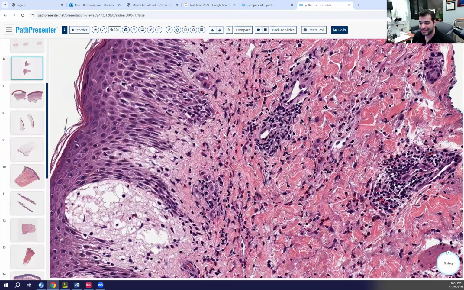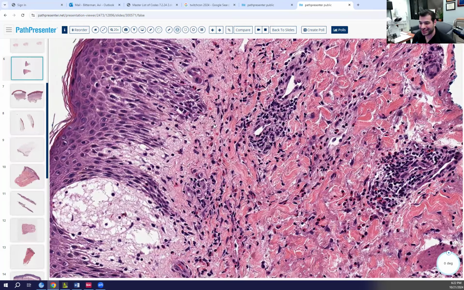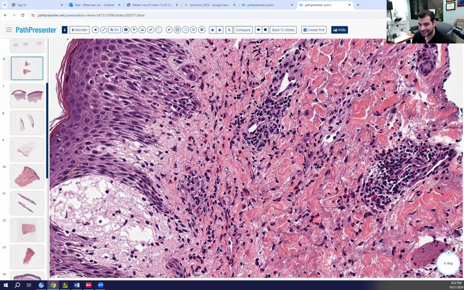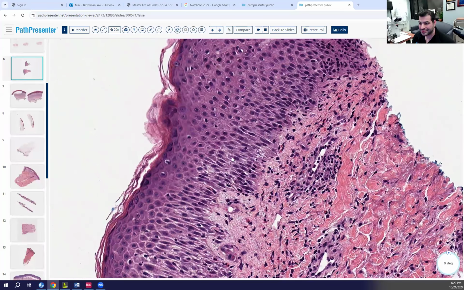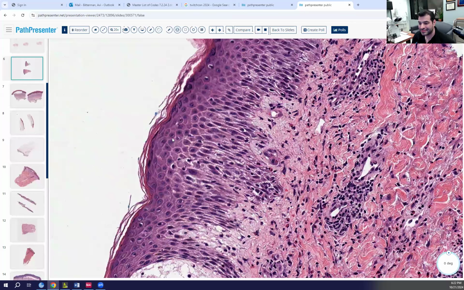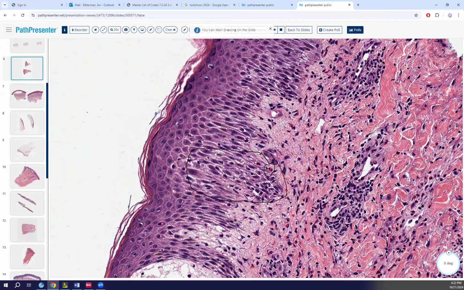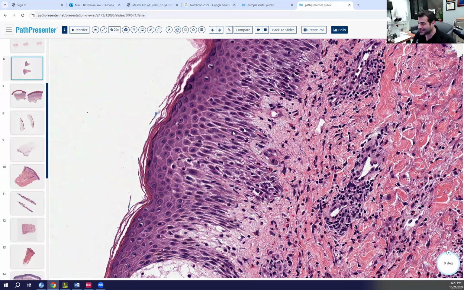Okay. What cells are in our infiltrate? Eos and lymphs. Yeah. What do we call it when we have areas where we have the eosinophils and spongiosis? Eosinophilic spongiosis. Yes. Okay. What does that mean?